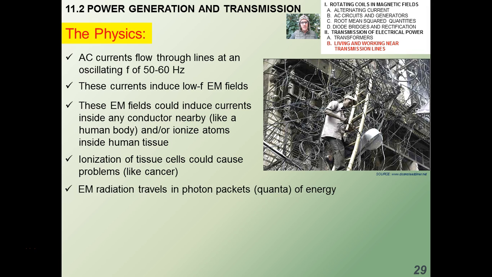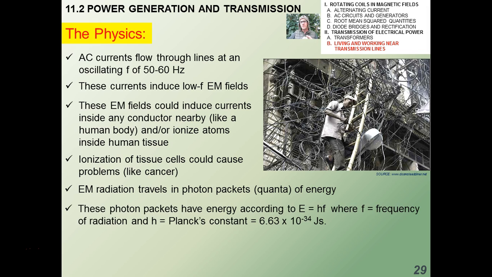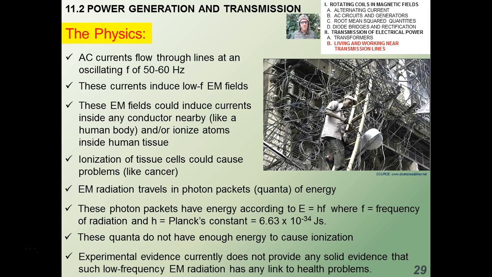We will study later about quanta and photon packets, but I'll tell you now that electromagnetic radiation travels in very discrete amounts of energy. That discrete amount of energy is proportional to the frequency, E equals hf, where h is Planck's constant. It turns out that these quanta don't have enough energy to cause ionization. It's been proven that you need more energy than that to actually strip an electron off of an atom inside of a human cell tissue.